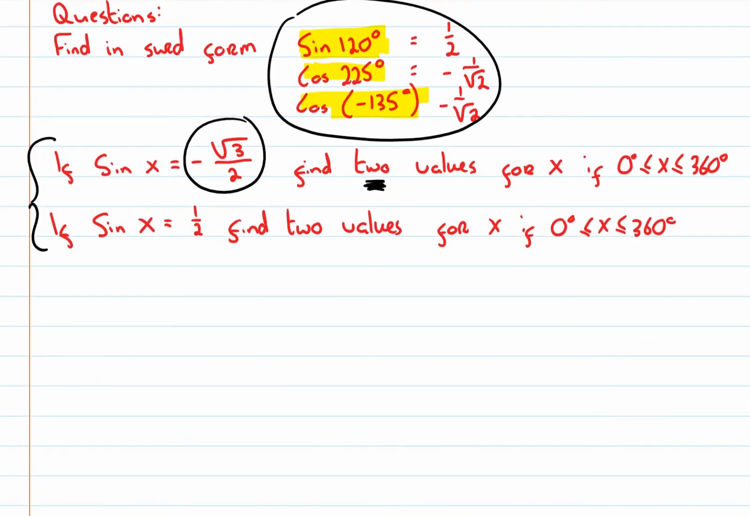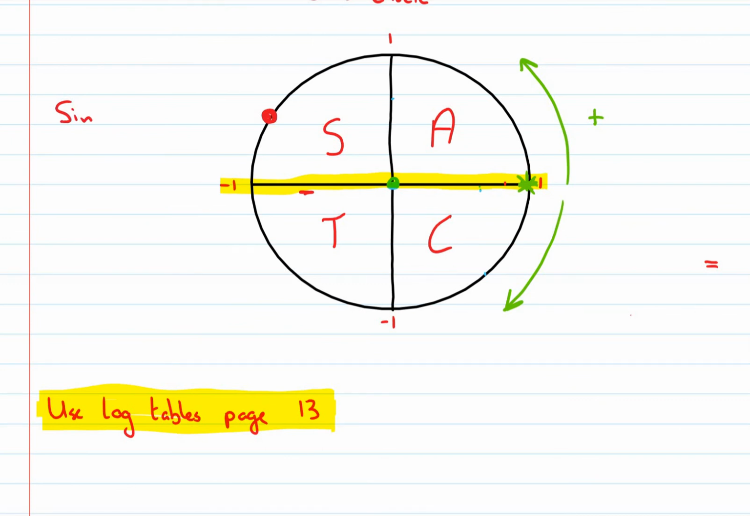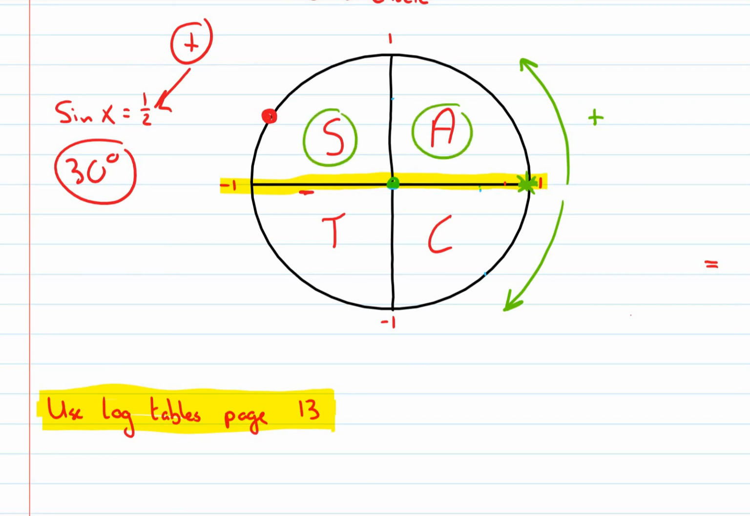Right. So, if sine x is a half, find two values for x if x is between 0 degrees and 360. Sine x equals half. Okay, let's see what sine a half is, and it's 30 degrees. So there's my reference angle, 30 degrees. Is this answer positive or negative? It's positive. So I'm looking for quadrants where sine is positive. Sine is positive in this quadrant and this quadrant.